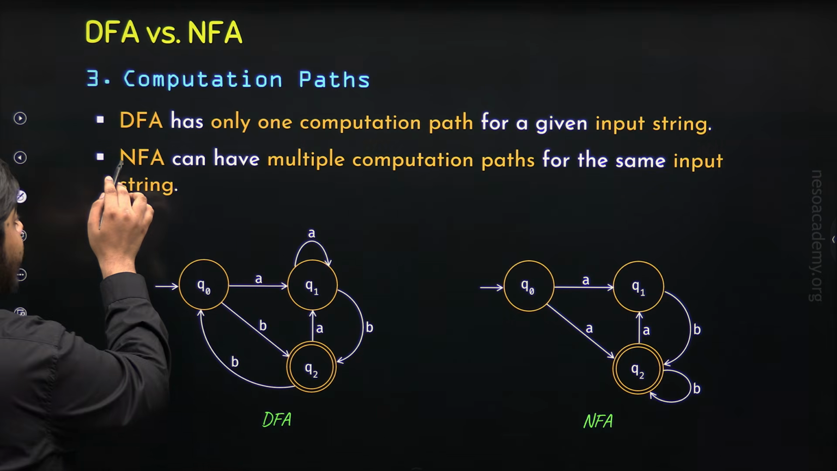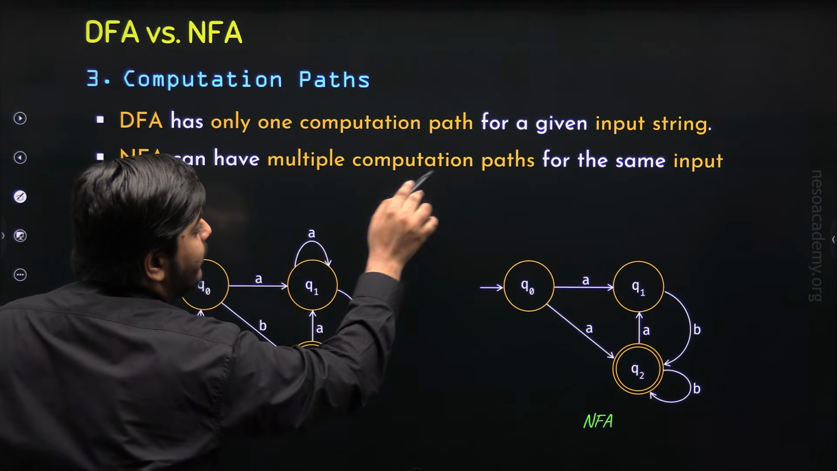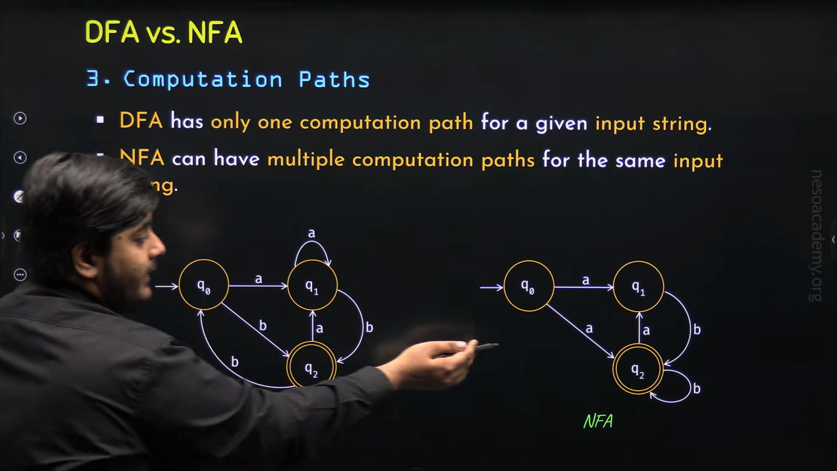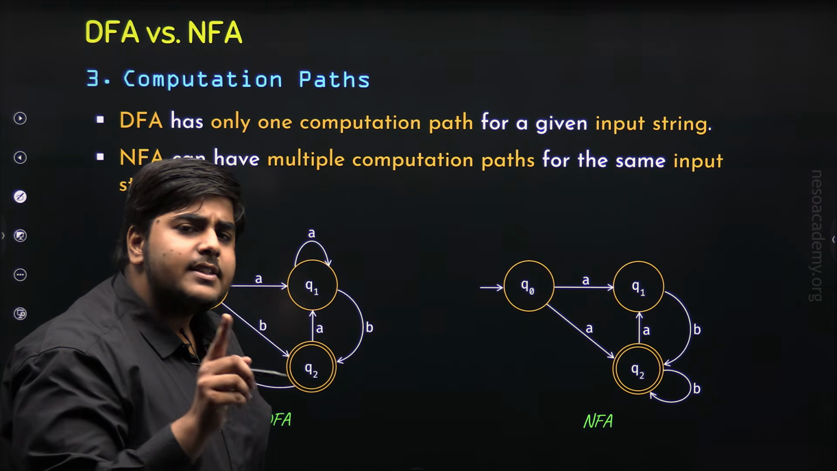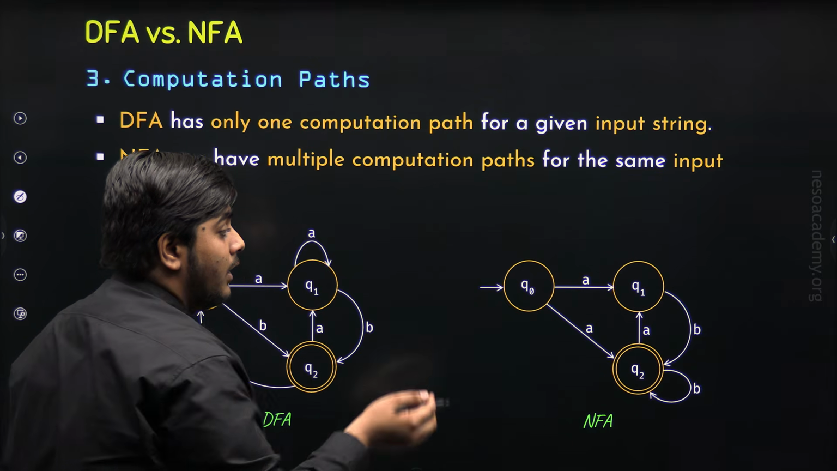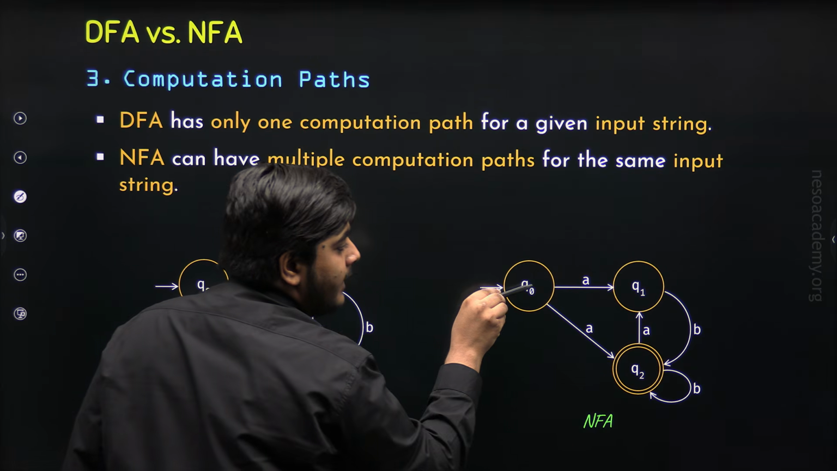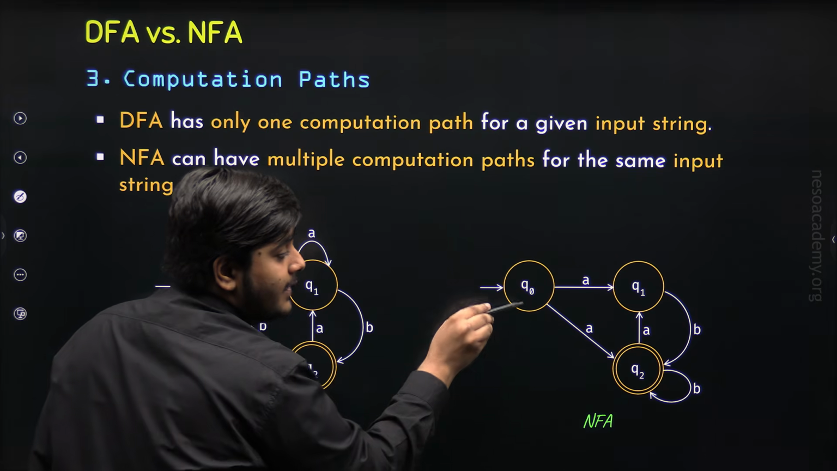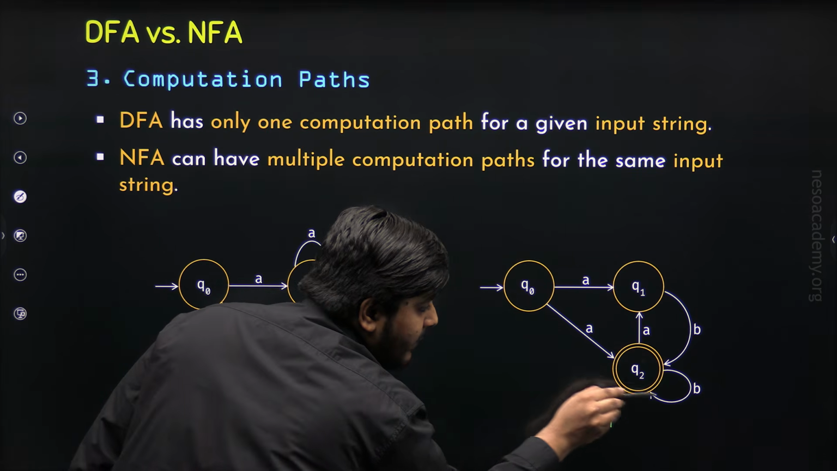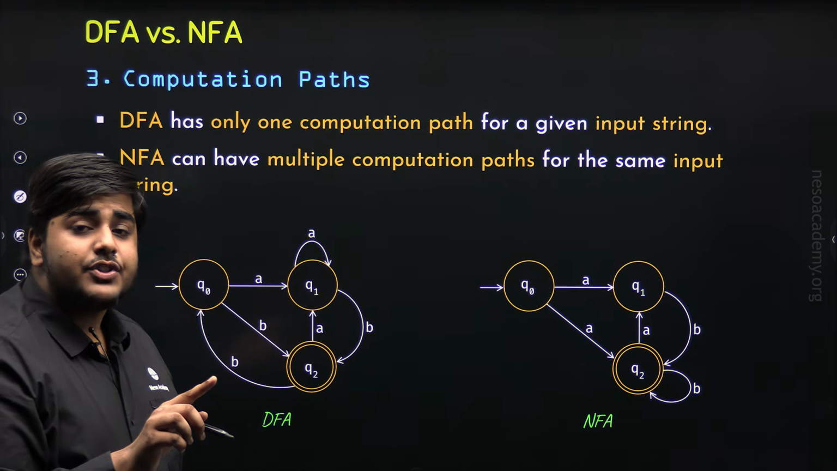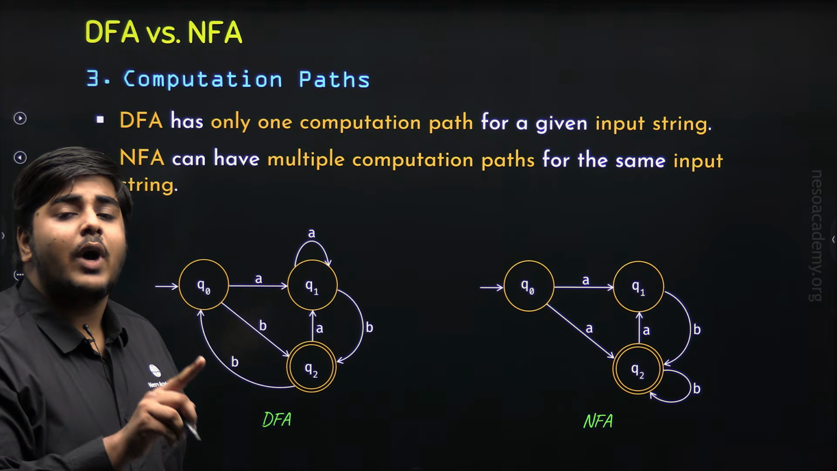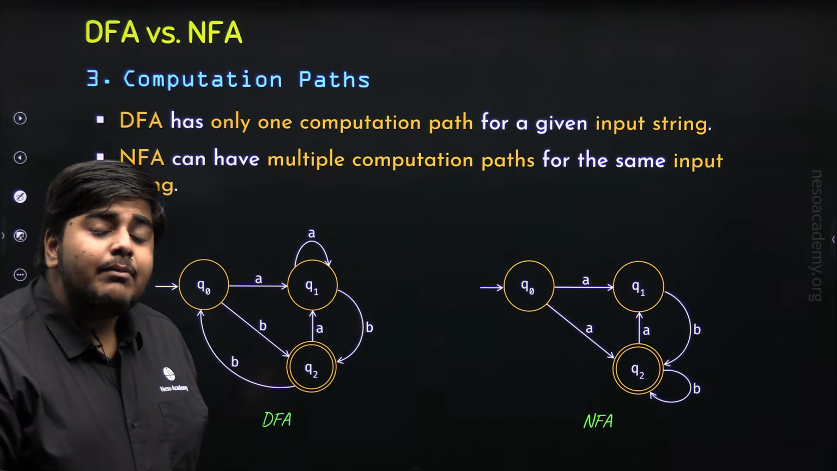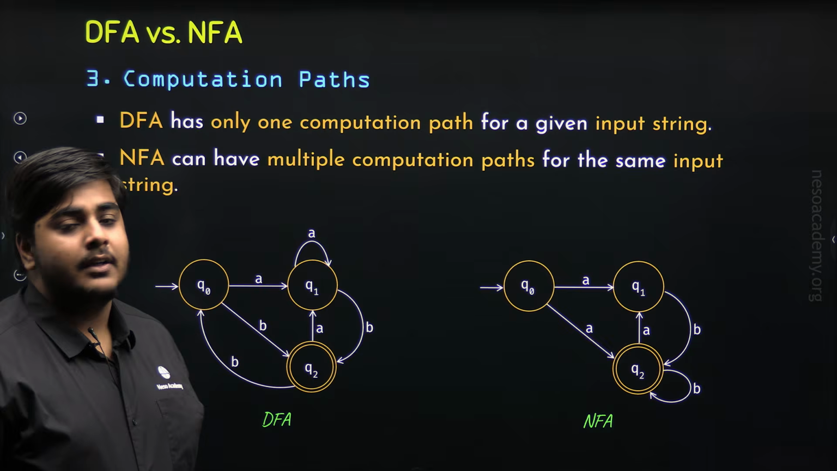But NFA can have multiple computation paths for the same input string. Like in this diagram, you can see, if I take the same input string AB, first computation path is A, B, and the second computation path is A, B. So for the same input string, I can have more than one computation path, but it is not necessary. It can be possible in case of NFA.